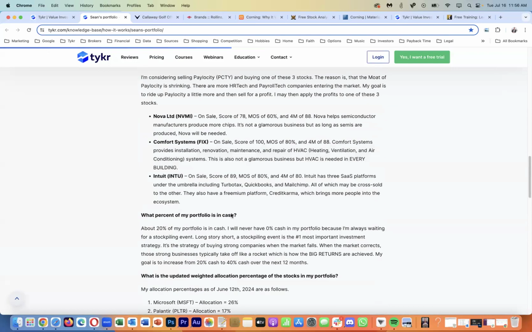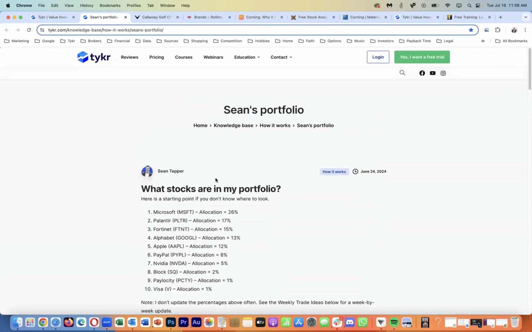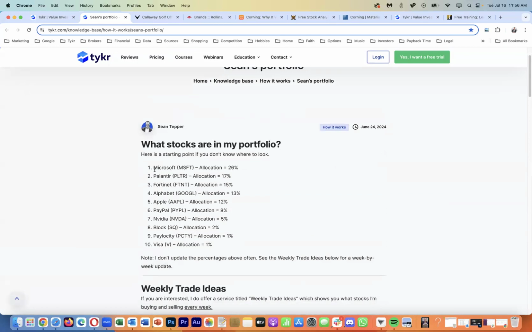So yeah, if you guys are interested in that, you can certainly upgrade. But those are actual stocks I hold. So Microsoft, Palantir, Fortinet is cybersecurity, Alphabet, of course Google, Apple, PayPal. PayPal's been kind of a dud the last few years, but I still have strong conviction. NVIDIA, start buying more of them. Block is kind of a dud. PayPal and Block are fintech.